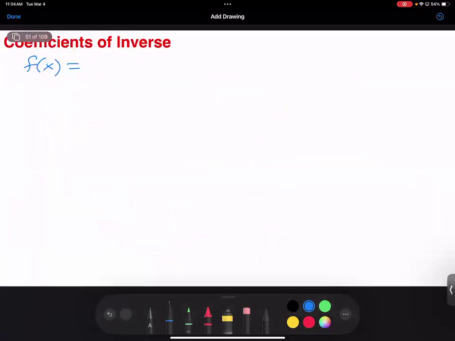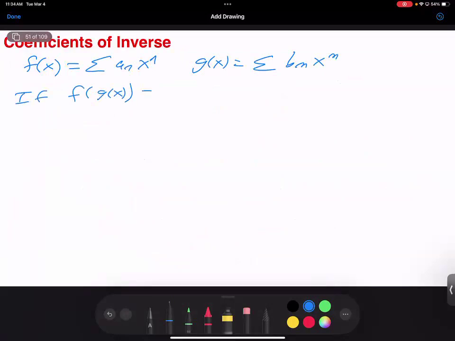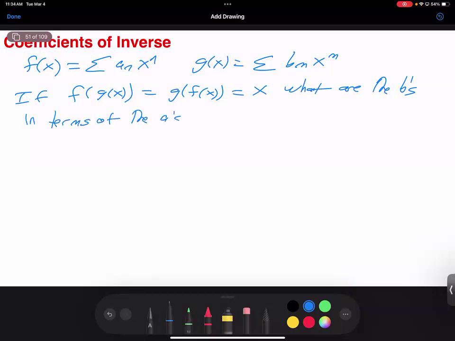So if f of x is the sum of a_n x to the n, and g of x is the sum of, say, b_m x to the m, if f of g of x equals g of f of x equals, so what should it equal if I want f and g to be inverses? It should be x. What are the b's in terms of the a's, or vice versa?